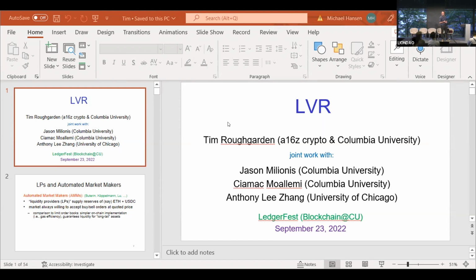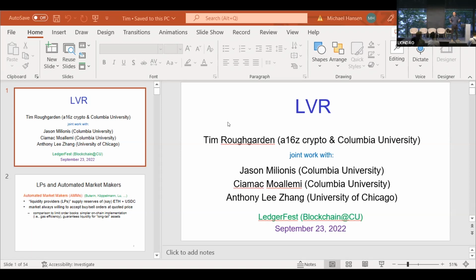So what is this about? I want to think about the incentives that are faced by liquidity providers and automated market makers. Okay, so in an AMM, like say Uniswap, there's really two types of participants. On the one hand, you have traders, obviously. So they might be buying and selling something like say ETH in exchange for USDC.